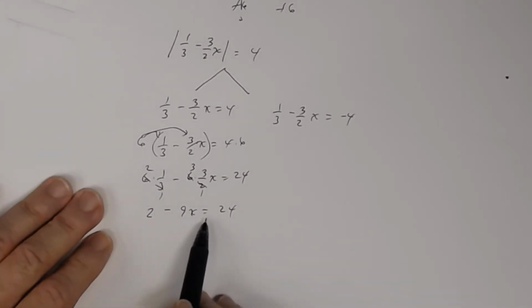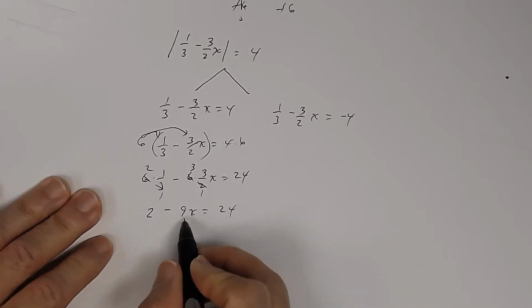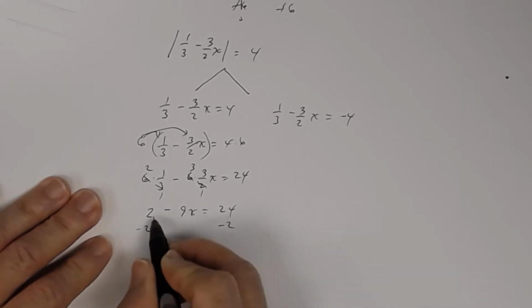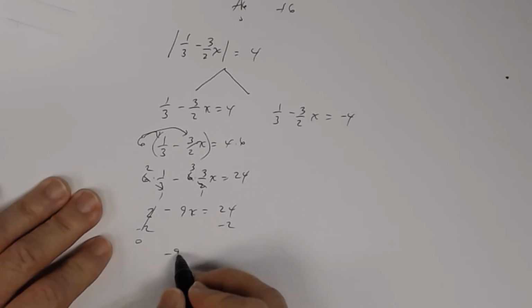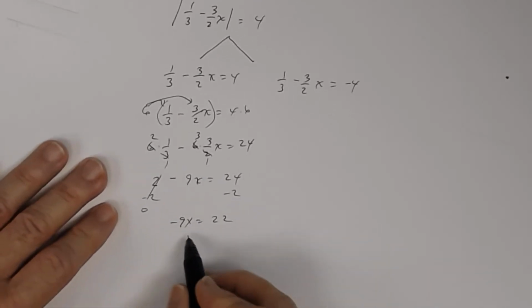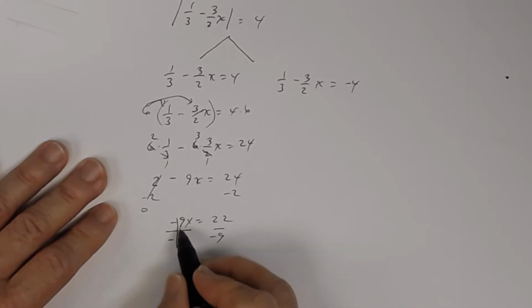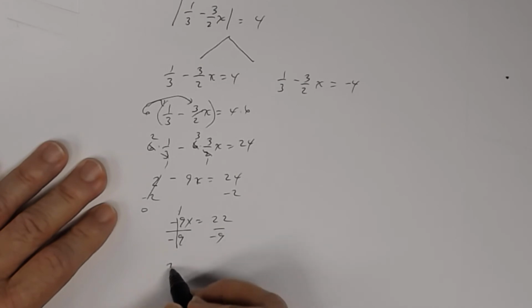And now notice you have a linear equation without any fractions in it. So you've got to get x by itself, so let's subtract 2 from both sides. This is 0, so I get negative 9x is equal to 24 subtract 2, which is 22. And then divide both sides by negative 9. Negative 9 divided by negative 9 is 1. 1 times x is x, and you get negative 22 divided by 9.